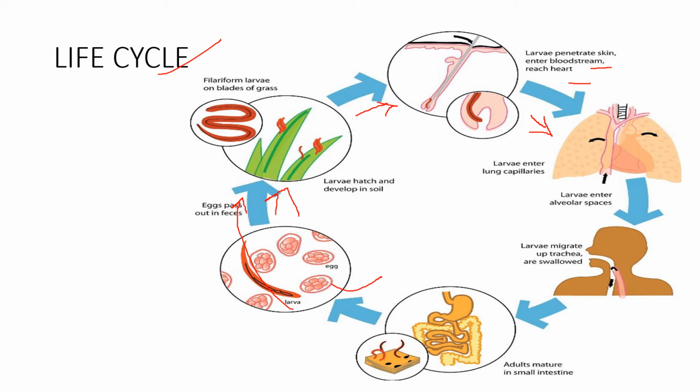So in the small intestine, once they reach the small intestine, they will start production of the eggs, and the eggs will again pass out from our body through the stools. Okay, so this is the life cycle that we have for the hookworm.